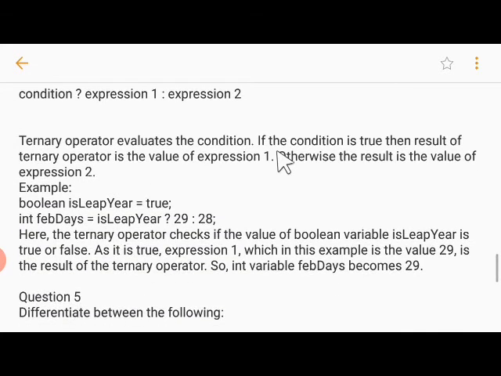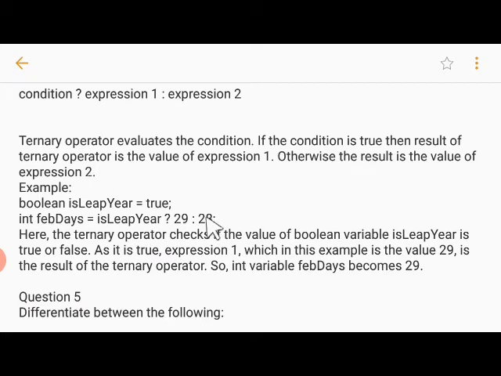Now you can understand it better by this example. Example: boolean isLeapYear. isLeapYear is a variable and it is initialized with the value true. int febDays = isLeapYear ? 29 : 28. You can see that isLeapYear already contains true, so the febDays variable will contain 29. Otherwise 28 will be assigned to febDays. In a leap year, 29 days are there. So if it is a leap year, then 29 will be assigned to febDays, otherwise 28.